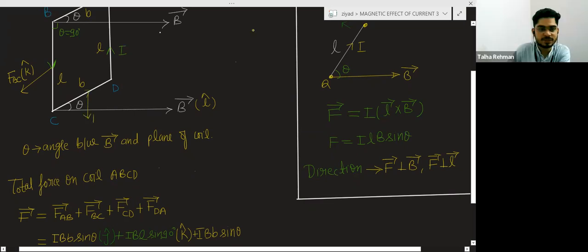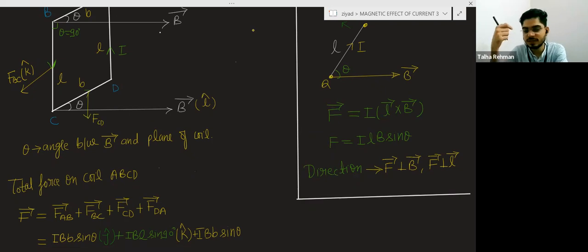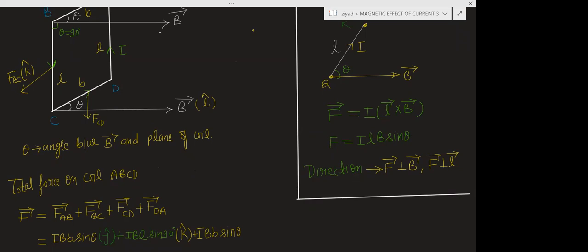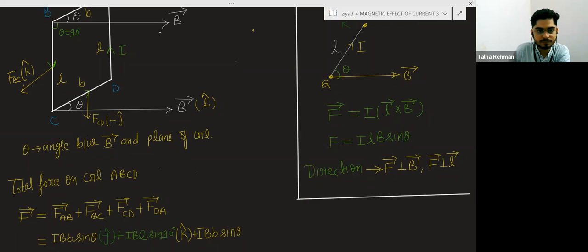So this is FCD, and this is the downward direction, which means negative y-axis. So you will multiply it with minus J cap.